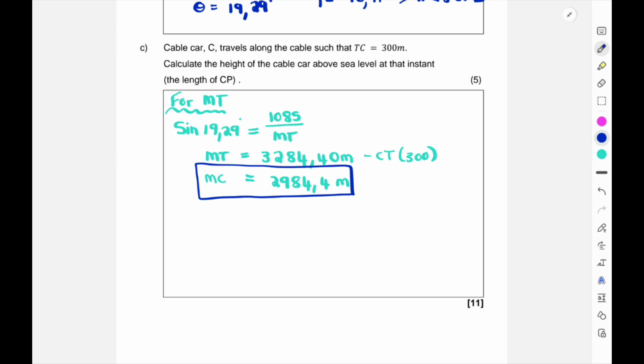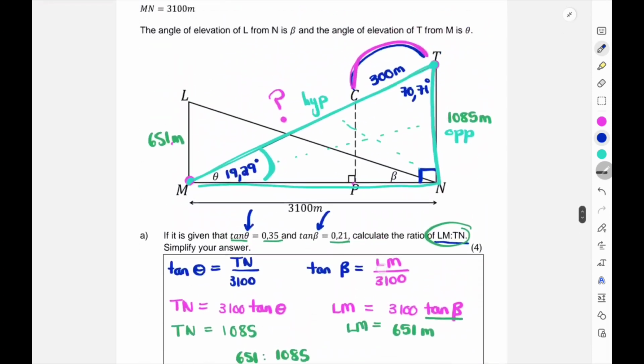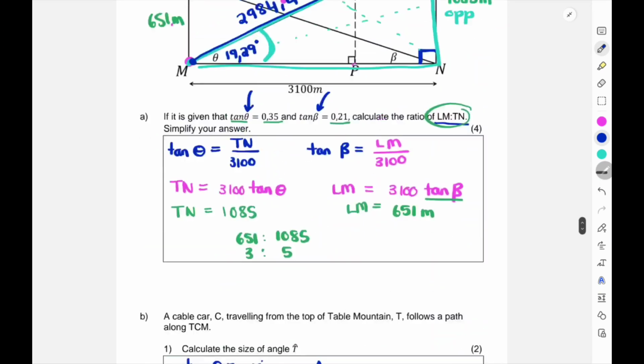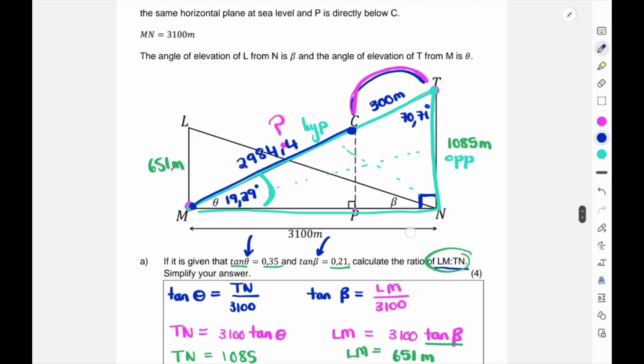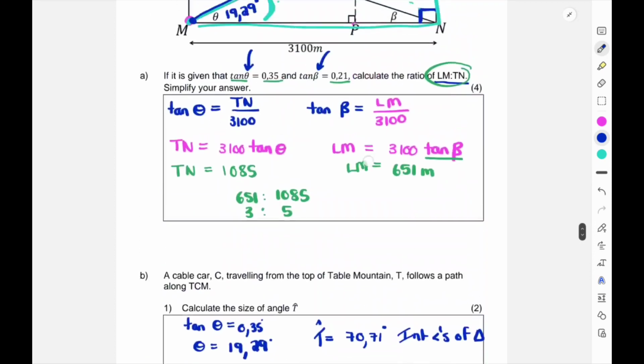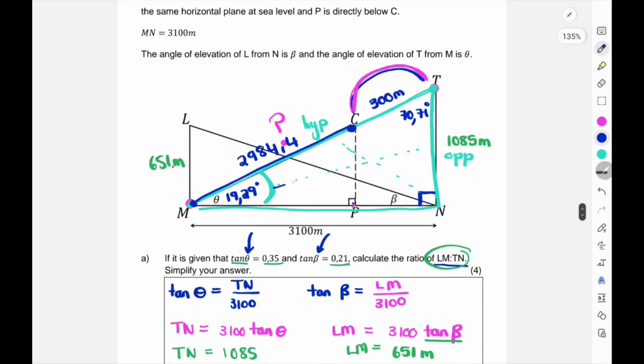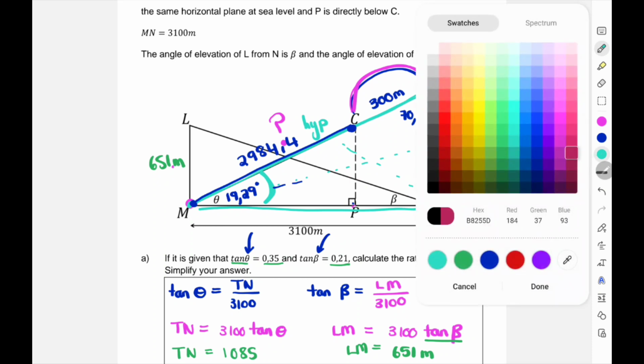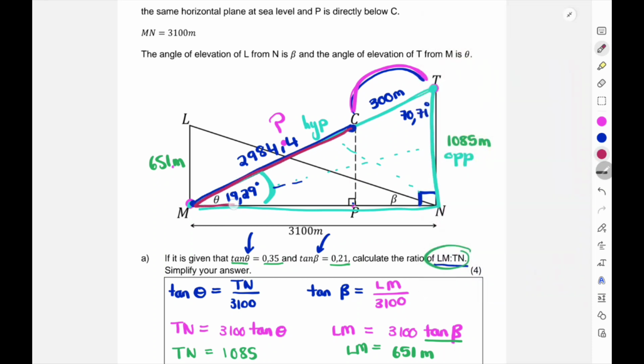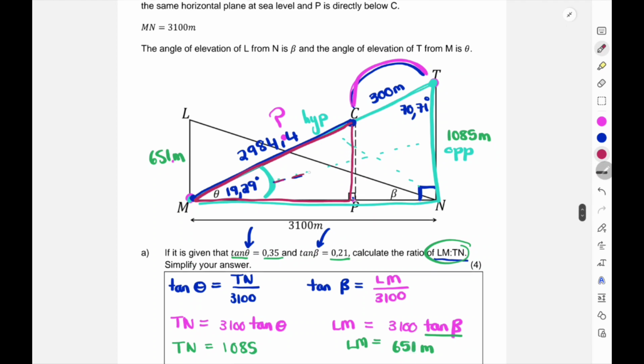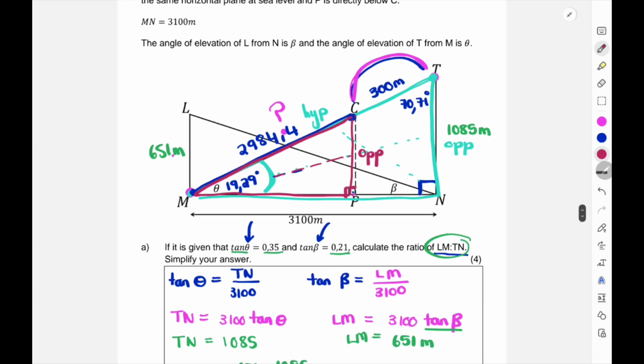So I just want to quickly make sure. 3284.4 minus 300 gave you that 2984.4. So now we've got this as 2984.4 as MC. And I did label it MC. Yes. So now what they were looking for was CP over here. So now if we look at this triangle over here, we've got the opposite, what we are looking for, CP. And here's your 90 degrees, which gives you the hypotenuse.